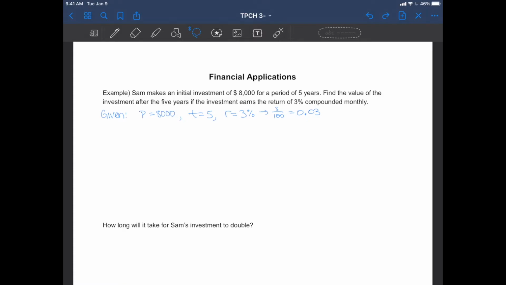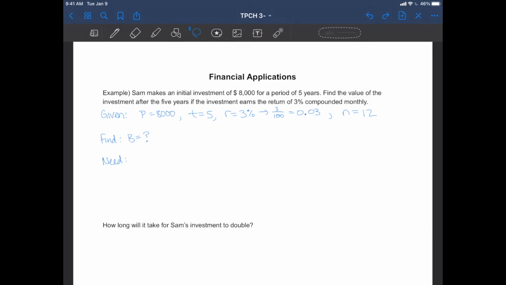And we're also told that it's compounded monthly, so that means the n value is 12. So what do we need to find? We need to find the B value. That's how much we want to know, how much his balance is after 5 years.